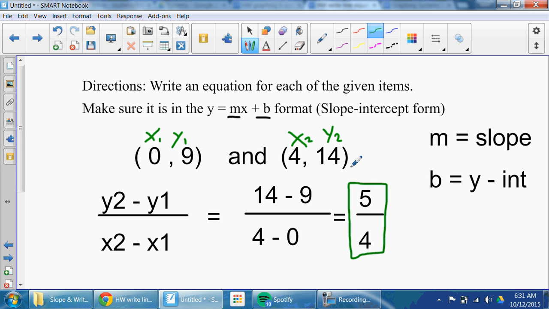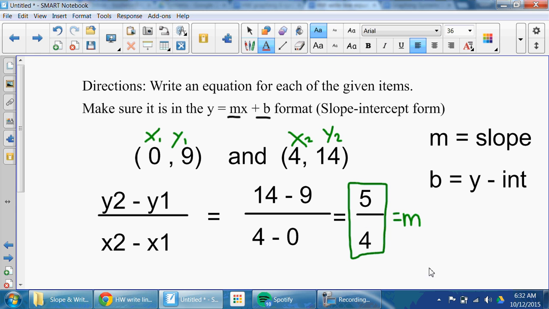There's a couple of ways to do these to find the y-intercept. Probably the easiest way to do it is to look at your points. If any of your points has a 0 for the x value, that is the y-intercept. So if we look here, it's a 0, 9. That's my y-intercept. So that helps me be able to plug it in. So I would write this equation: y equals 5/4 x plus 9. That's how you would write this equation.